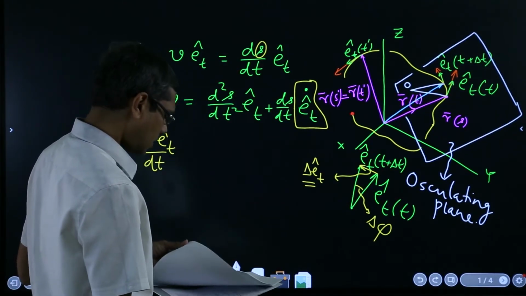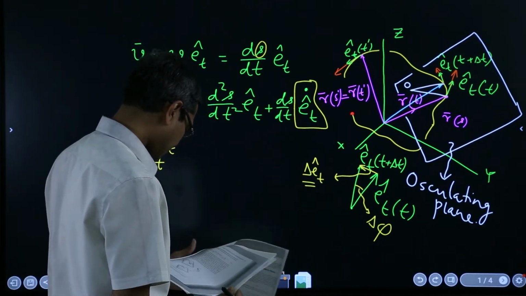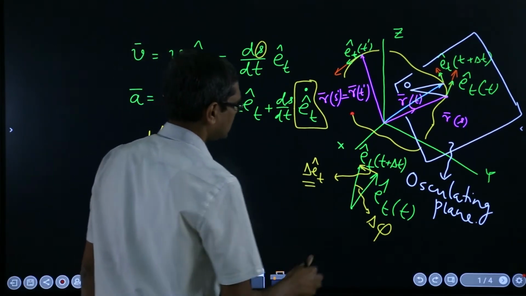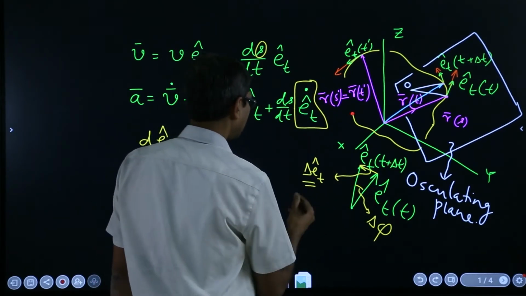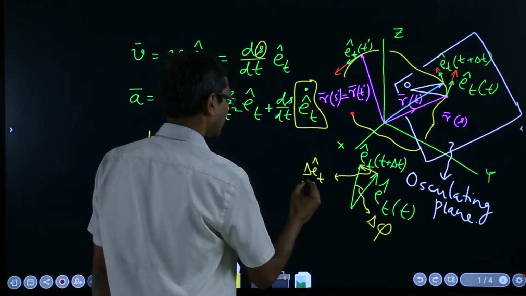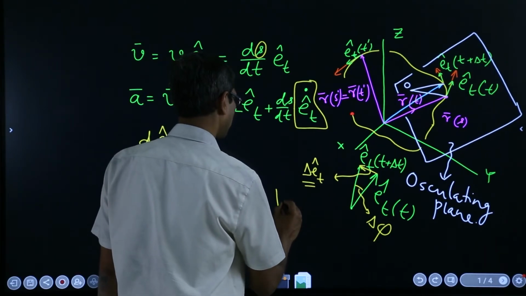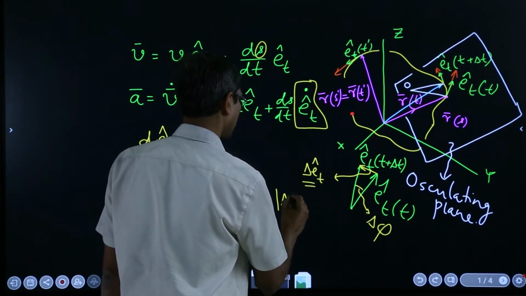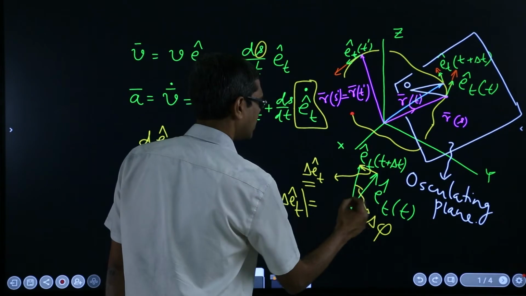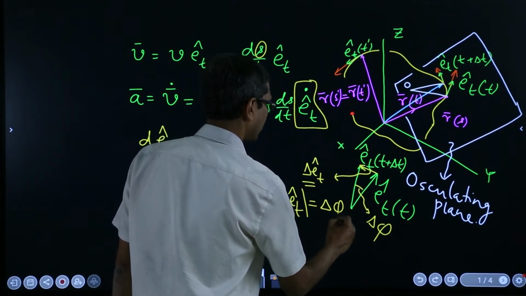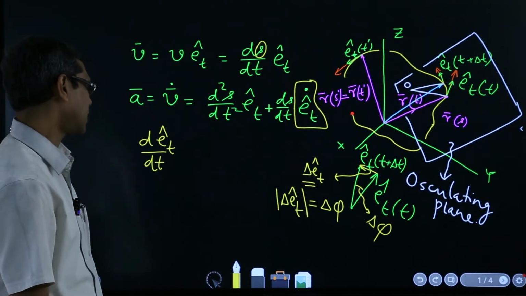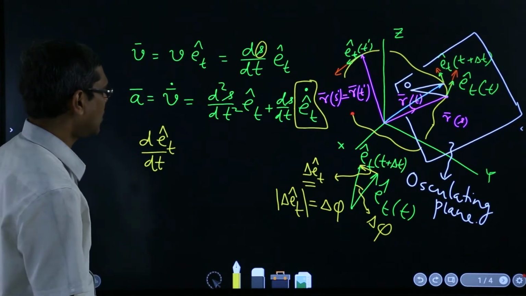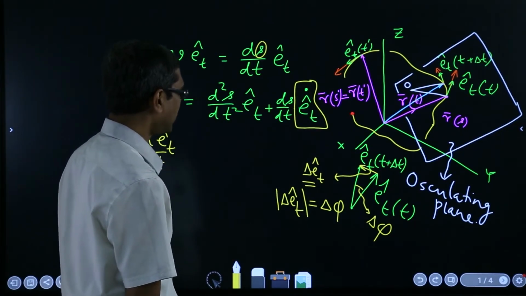Now coming to this, it's again the same thing. Its length is unity, so that means the magnitude of delta Et is nothing but delta phi, because this length is of unit length. Now, if that is delta phi, what is the direction of that?